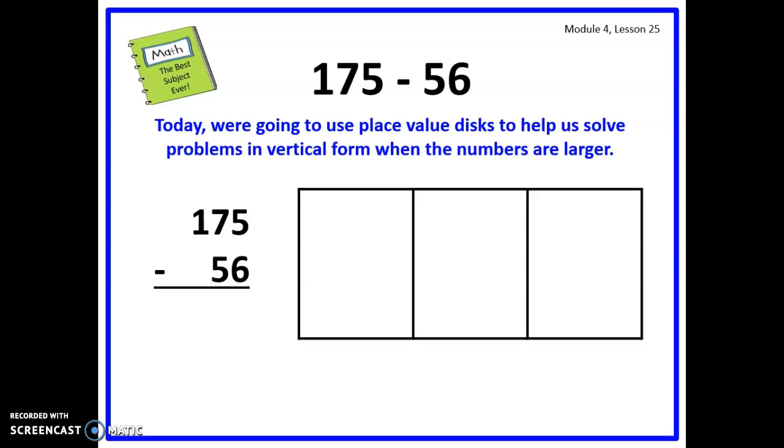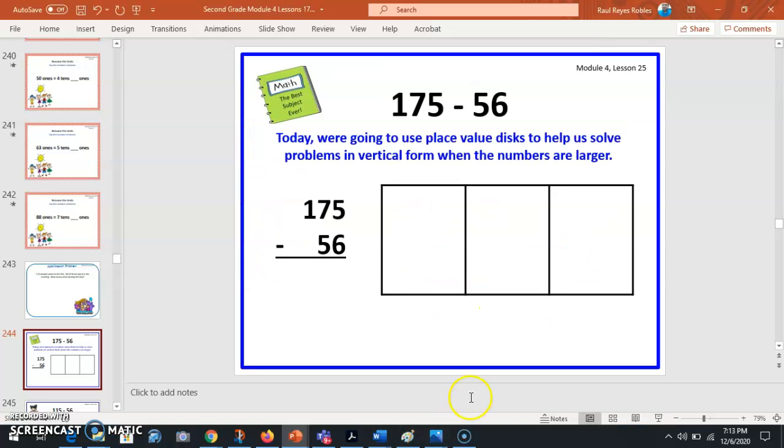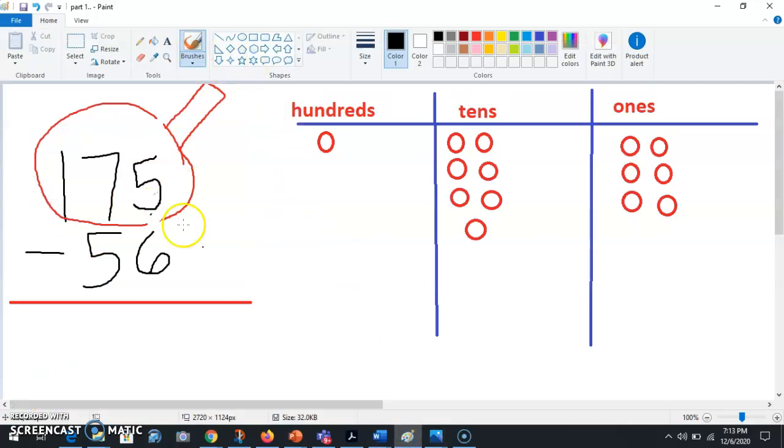Okay, so this is the problem that we're gonna be working out. I'm gonna give you about 30 seconds to write down the problem, the vertical form, with our place value chart. Okay, go ahead and do that. 30 seconds to write the problem, the vertical form, with our place value chart. So this is what you should have, boys and girls: the problem, the vertical form, with our place value chart.